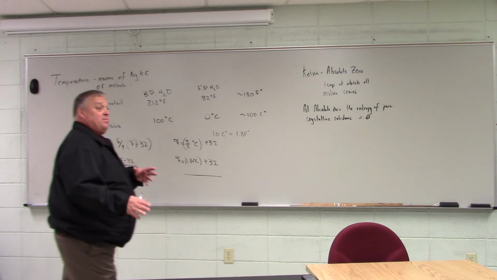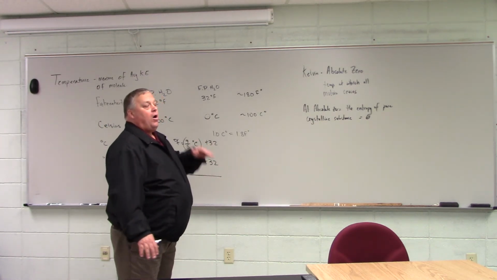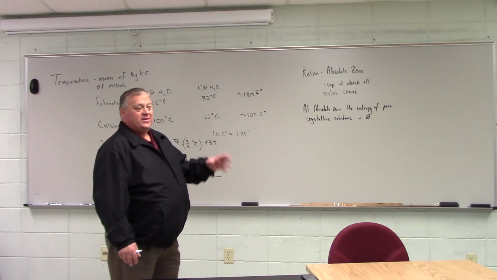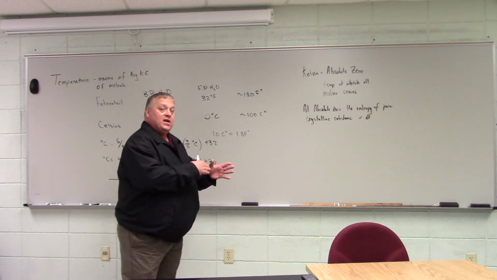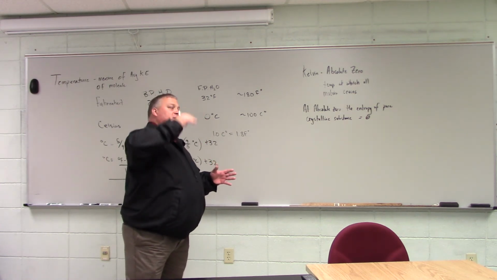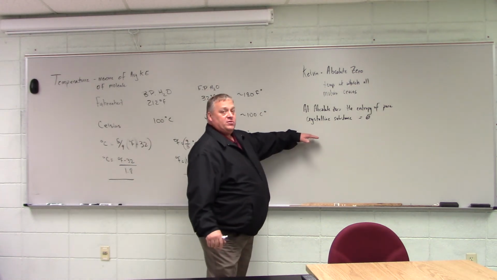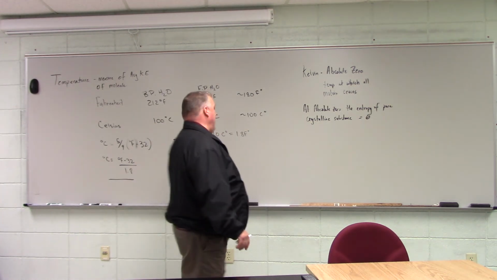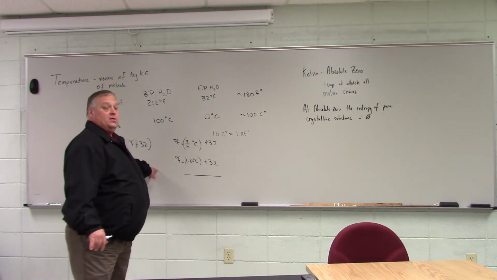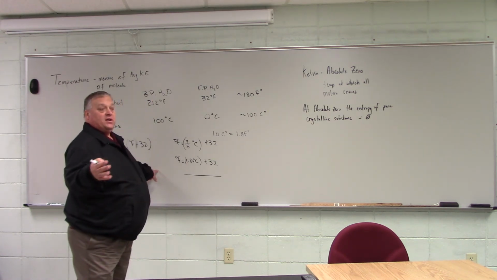Now, Kelvin temperature is based on this concept. So at 0 Kelvin, there is no motion. As you increase the temperature, the amount of motion increases. Since we have this third temperature scale, we need to relate it back to our other temperature scales so that we can describe things that occur.